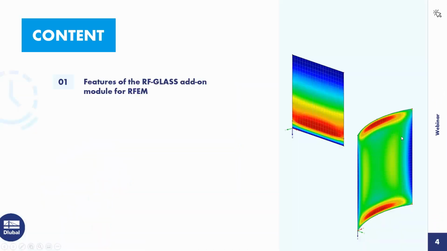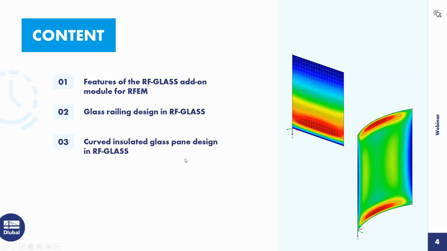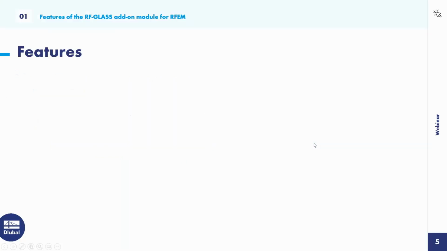To the agenda today. At first I will introduce some features of the add-on module of glass. Then I design a glass railing with the help of RFEM and the add-on module of glass, and then a curved insulated glass pane. So I start with the features of glass.